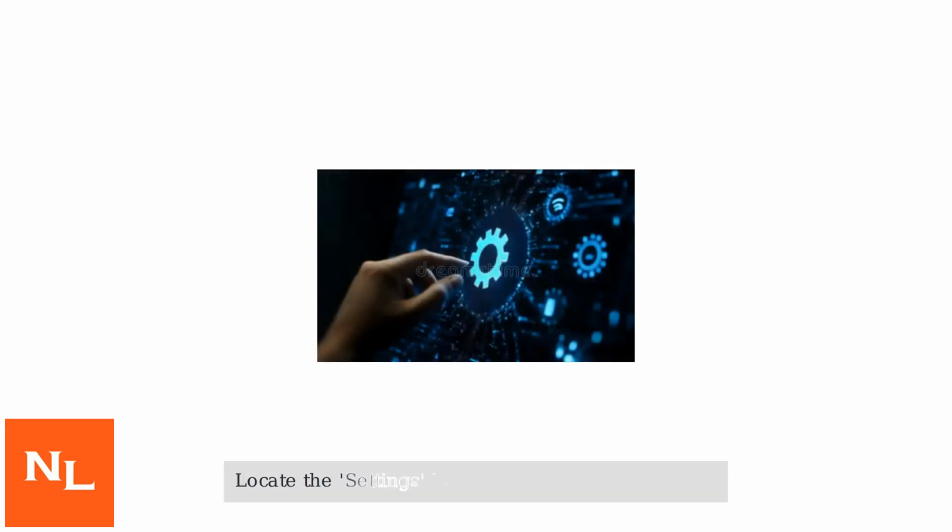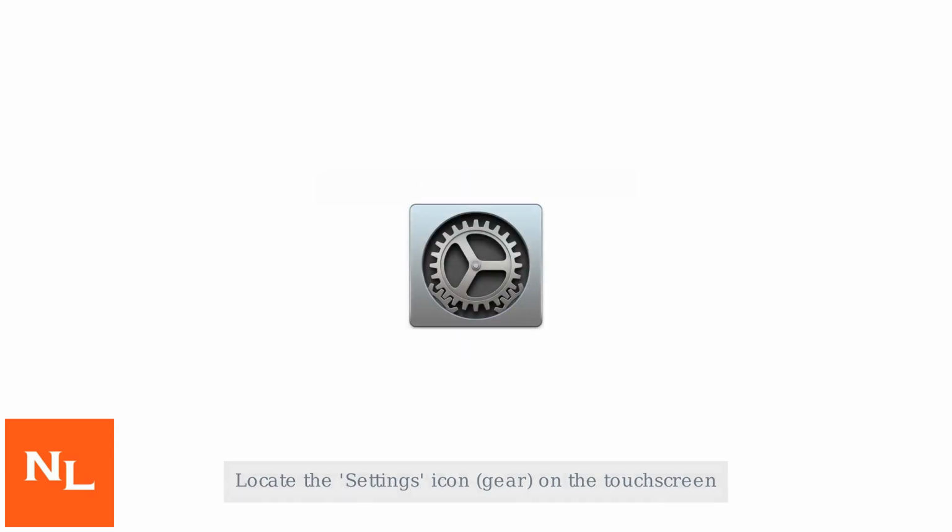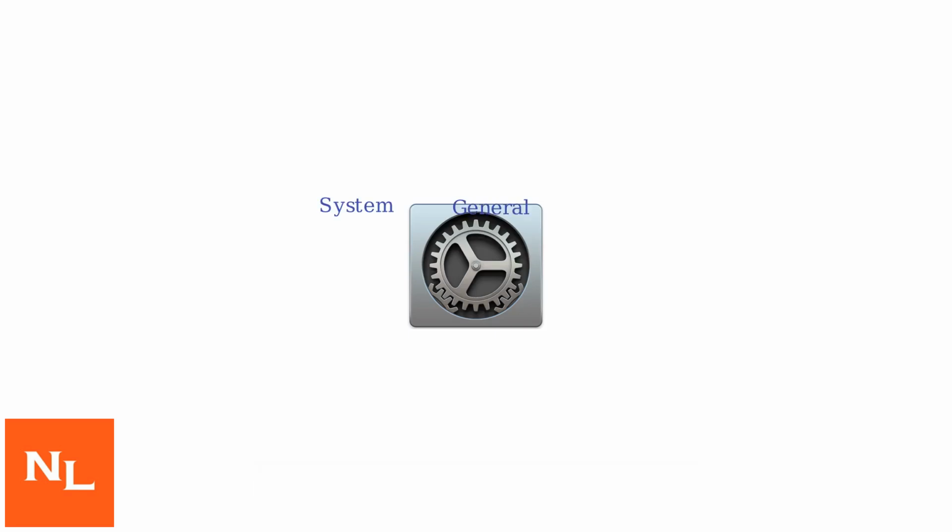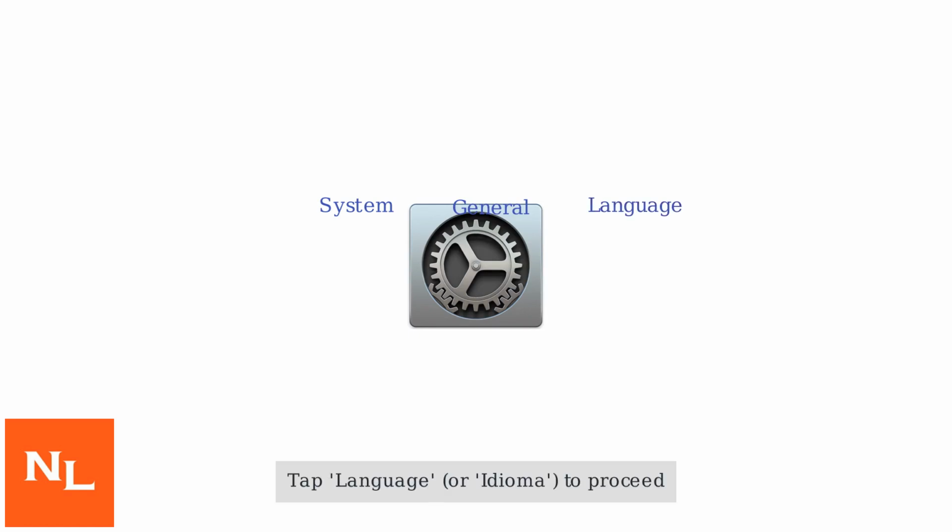First, locate the settings icon on your 15.5-inch touchscreen. It looks like a gear. Tap it to open the settings menu. Then select System, followed by General. Finally, you'll see the language option, or idioma if the system is already in Spanish.